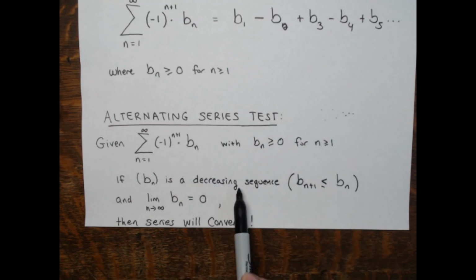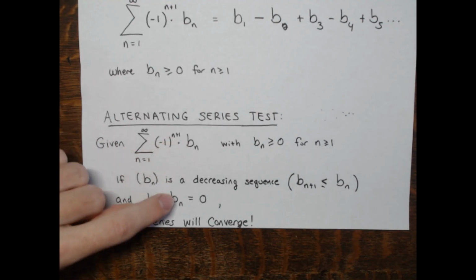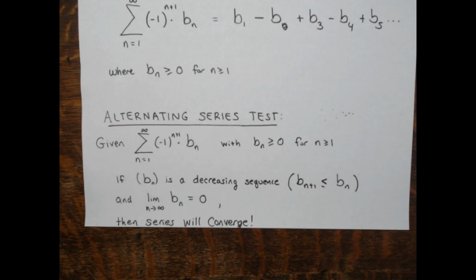Now, if b sub n's not decreasing, it could still be convergent. It's just we can't really say anything with this test. So just be careful. And then, of course, if the terms aren't going to zero, the divergence test tells us that it's divergent.